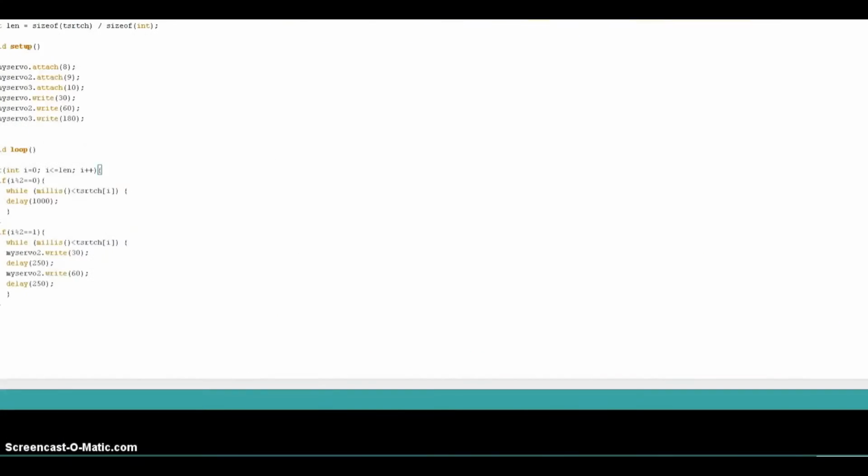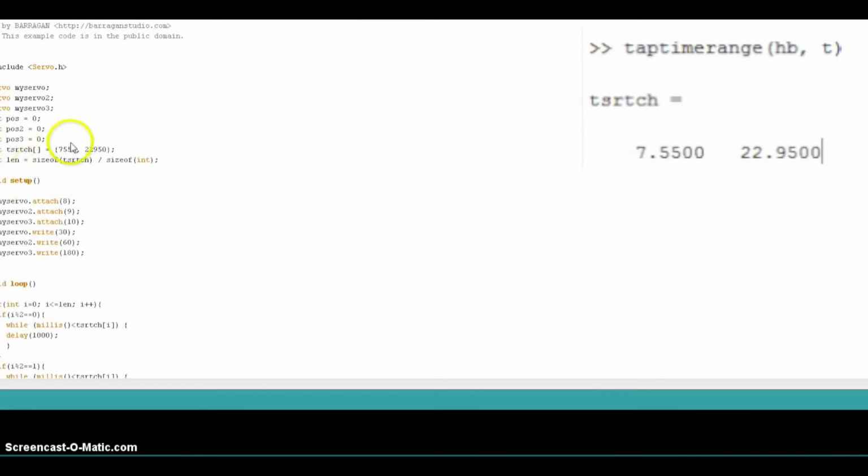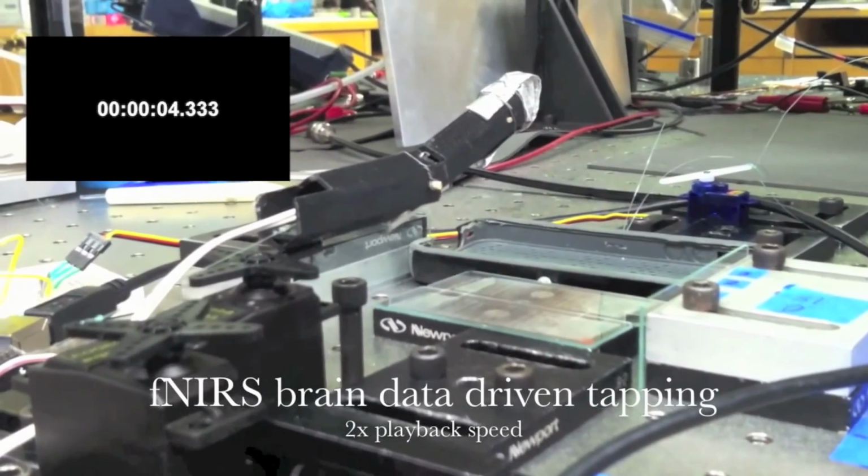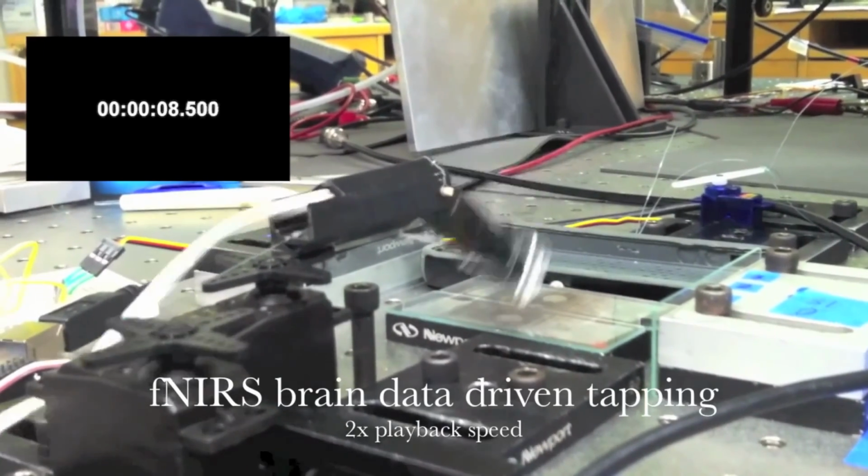This vector is fed to the Arduino integrated development environment as follows, which executes a block of code in C, triggering tapping as dictated in the MATLAB output. You can now see the fNIRS brain data activating the prosthetic.